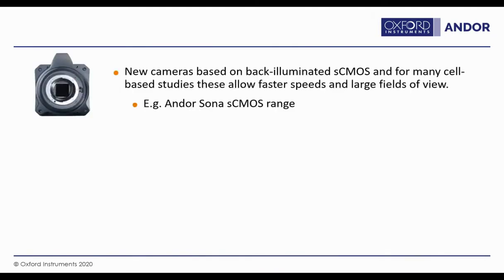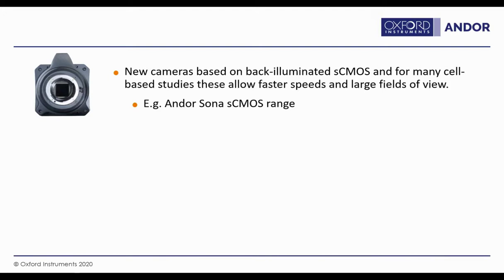In the last number of years, we have seen a new generation of sCMOS cameras called back-illuminated sCMOS, and what these do is build upon the strengths of sCMOS cameras, which is its high speed and large fields of view, and they do this by boosting that quantum efficiency, so they're more efficient at converting the signals into an electrical signal. And an example of this would be our Andor Sona sCMOS cameras range.